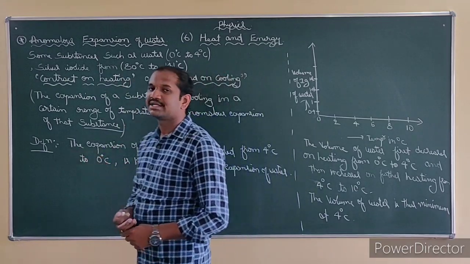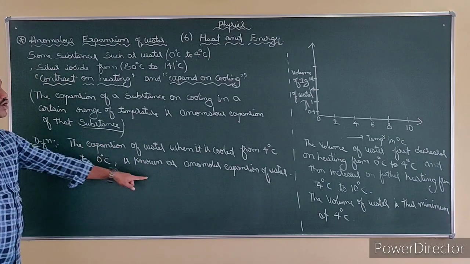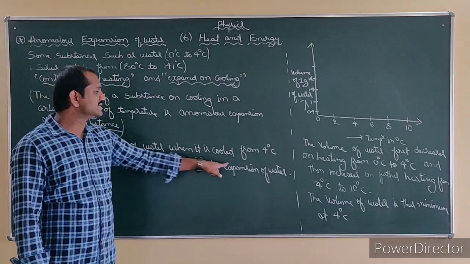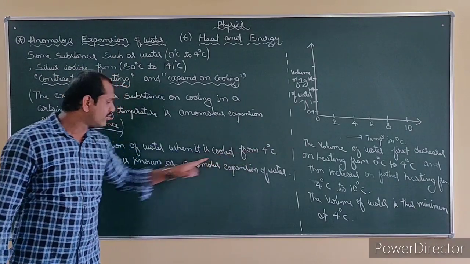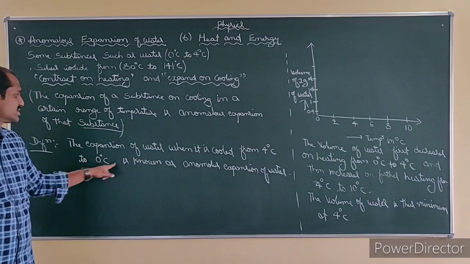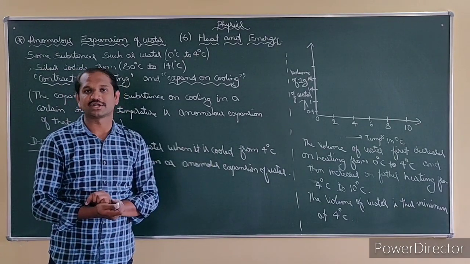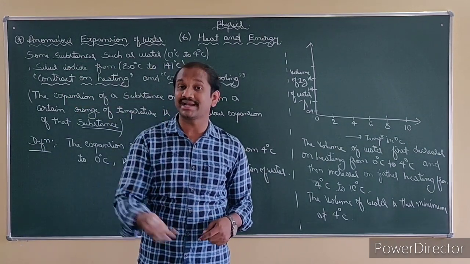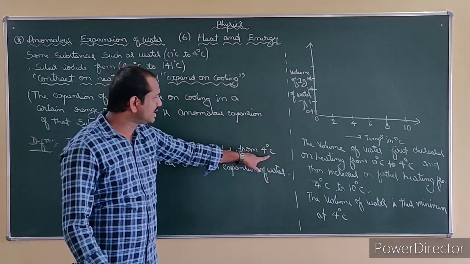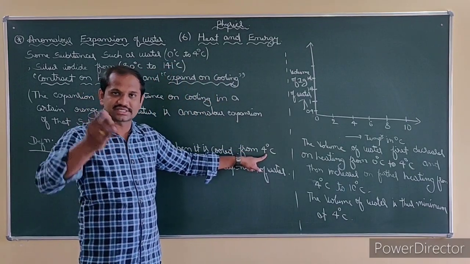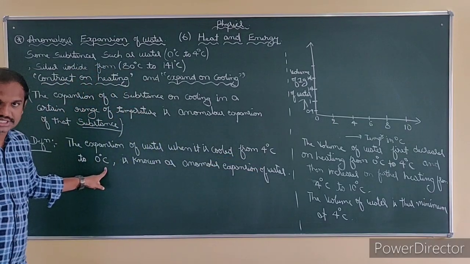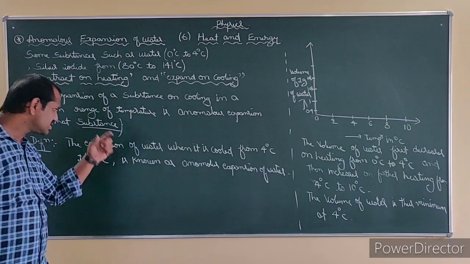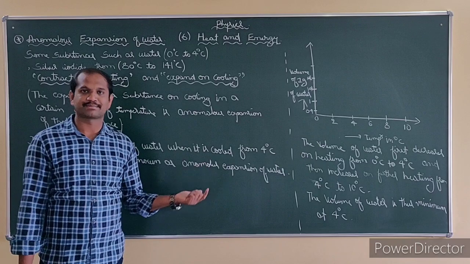So how do we define the anomalous expansion? Here, anomalous expansion of water I have defined. The expansion of water when it is cooled from 4 degrees Celsius to 0 degrees Celsius is known as anomalous expansion of water. First of all, anomalous expansion is what? The substance gets expanded on cooling. What is the range? We are cooling water from when the water is at 4 degrees Celsius. When we cool it to become 0 degrees Celsius, understand? This is what we mean by anomalous expansion of water. What is the use of anomalous expansion of water? We will see in the later part of the chapter.